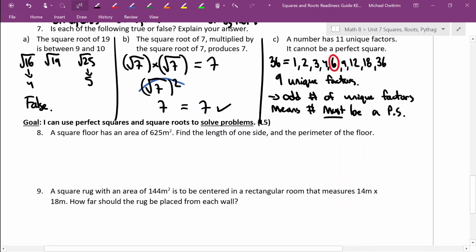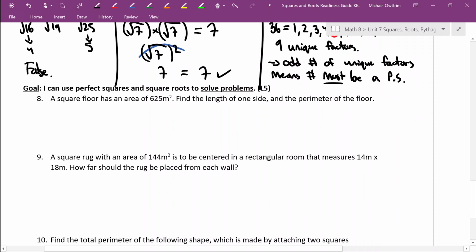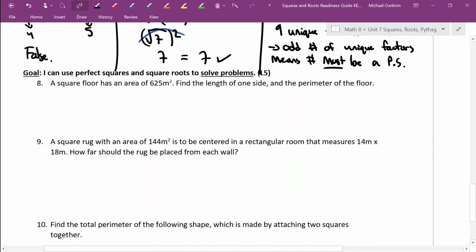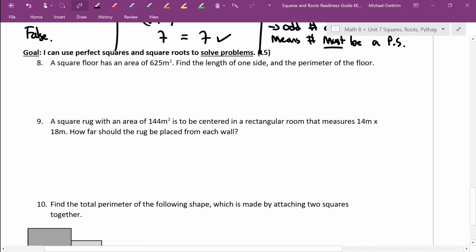Now we should again mention that these are for factor pairs, not for the prime factors. Again, prime factors, 2 equal groups is our main idea. Last ones are problem-solving questions. These all deal with the idea of a square and its side length in a situation, and then doing different things with that side length.